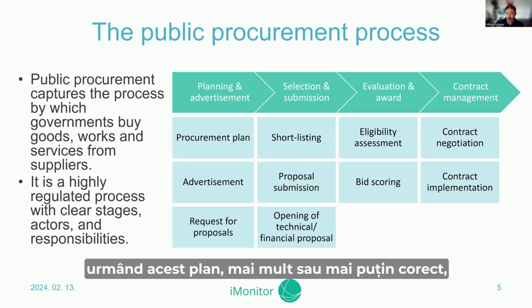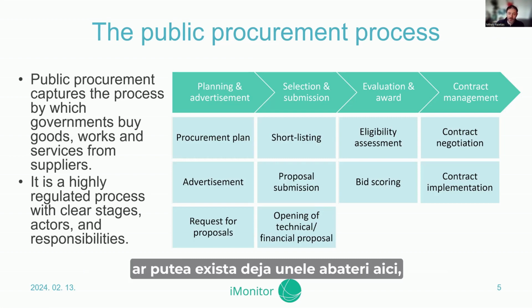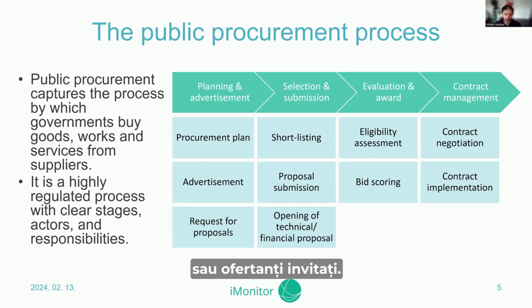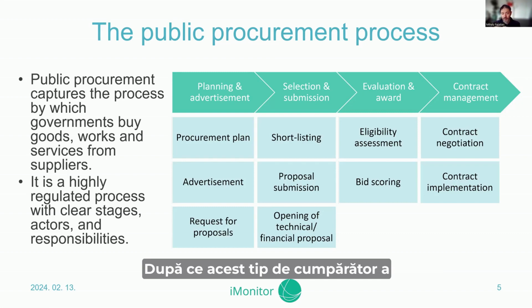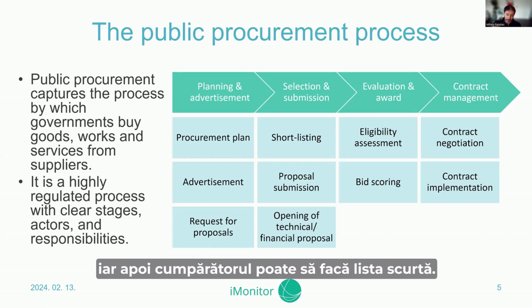Then, following this plan, more or less, right, there could be some deviations already here, but basically an advertisement is put out either on a public website where anyone can read it or sent out to a particular invited bidder or bidders. This is also often called a request for proposals. After this, once the buyer has started to engage the market, we get to the selection and submission phase. So this is where proposals are submitted. Bidders submit the proposal to the buyer.